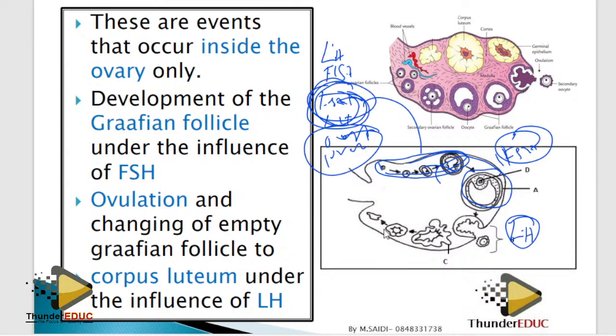Now, when this is developing, it produces a hormone called estrogen. We don't want to know the function of estrogen here. We shall know it in the uterine cycle. Then this one produces progesterone. Uterine cycle is done. If you read here, it is what I've said. Development of the Graafian follicle under the influence of follicle-stimulating hormone, ovulation occurs, and then the empty Graafian follicle changes to corpus luteum.